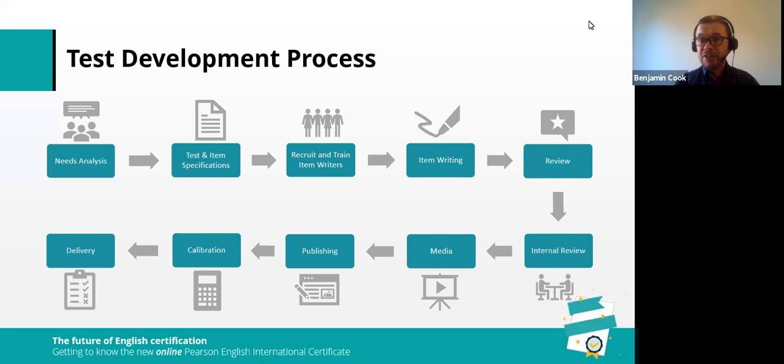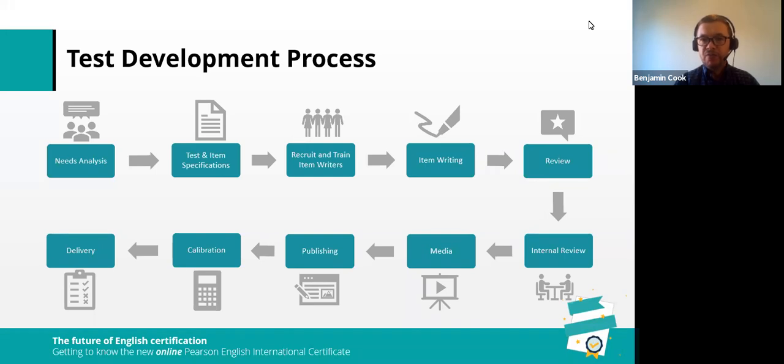Once we've recruited those item writers, we then train them, and we come back to these specifications to show them what the items should look like. We give them advice and support about where to find sources for authentic text, for example. We go through all those item specifications so that they're very clear on what the purpose and the outcome should be when it comes to writing.